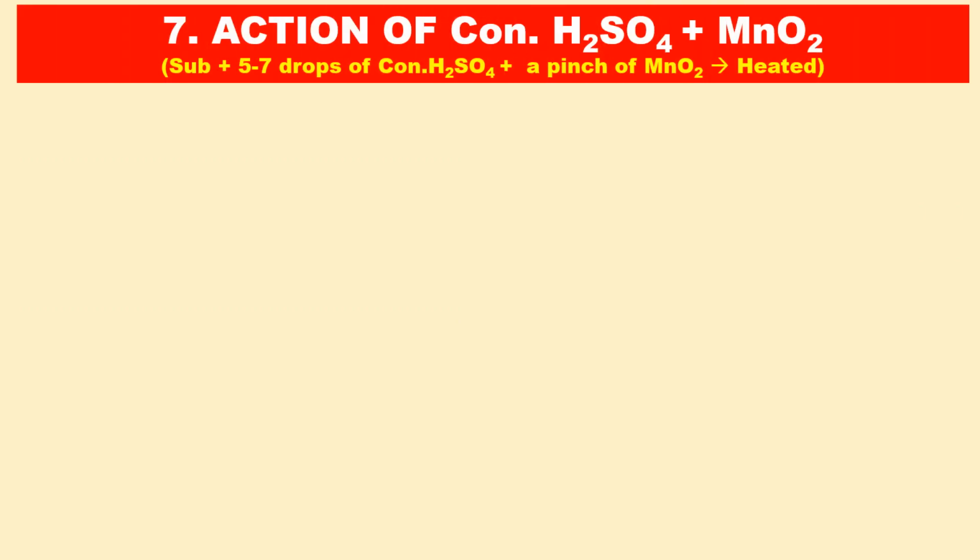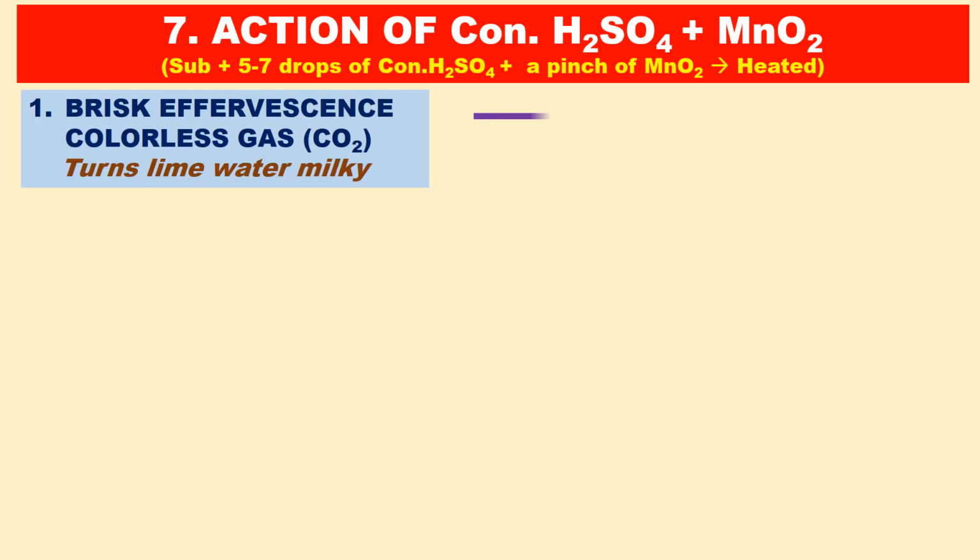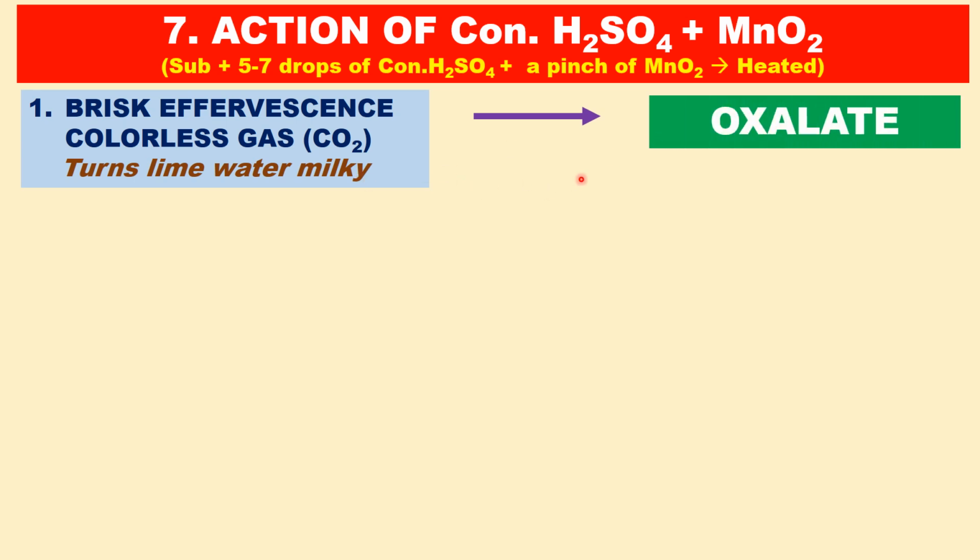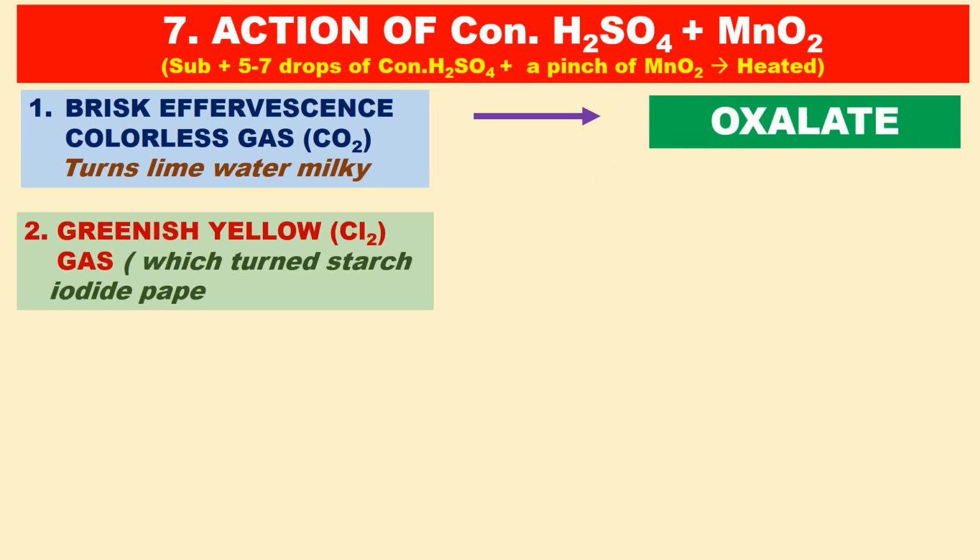Now, action of concentrated sulfuric acid plus MnO2. A pinch of MnO2 is added. So you take the substance in a test tube, add 5 to 7 drops of concentrated sulfuric acid and a pinch of MnO2, and heat slowly. Brisk effervescence and a colorless gas which turns lime water milky indicates the presence of oxalate. Here also it answers. And then, MnO2 with sulfuric acid is an oxidizing agent.